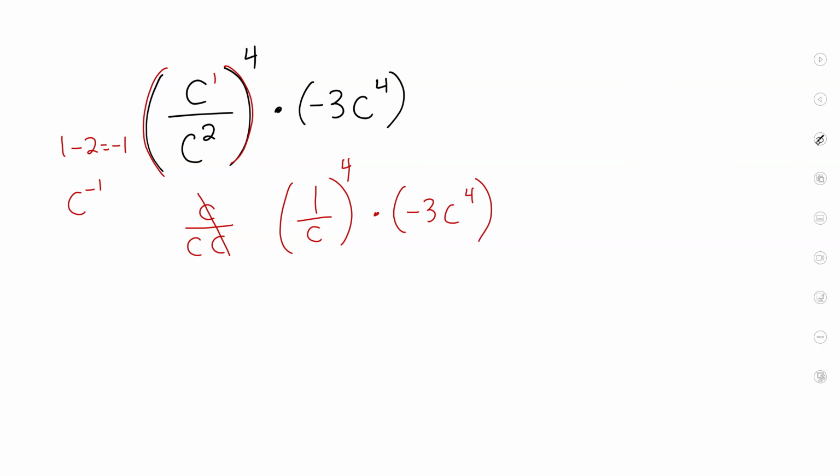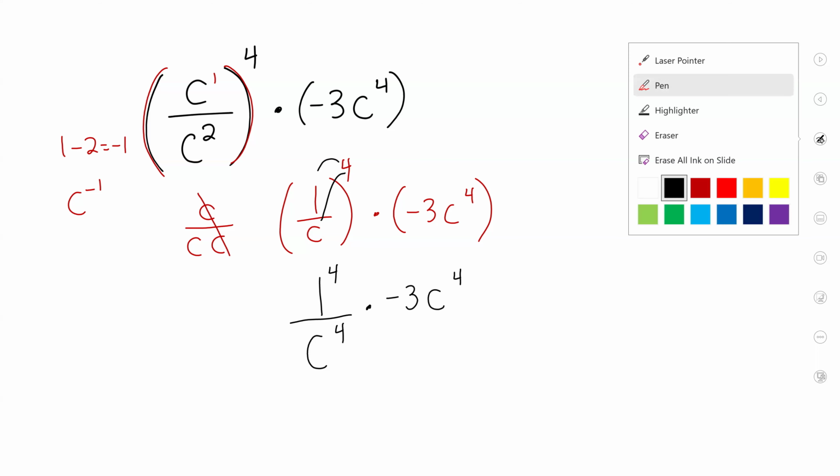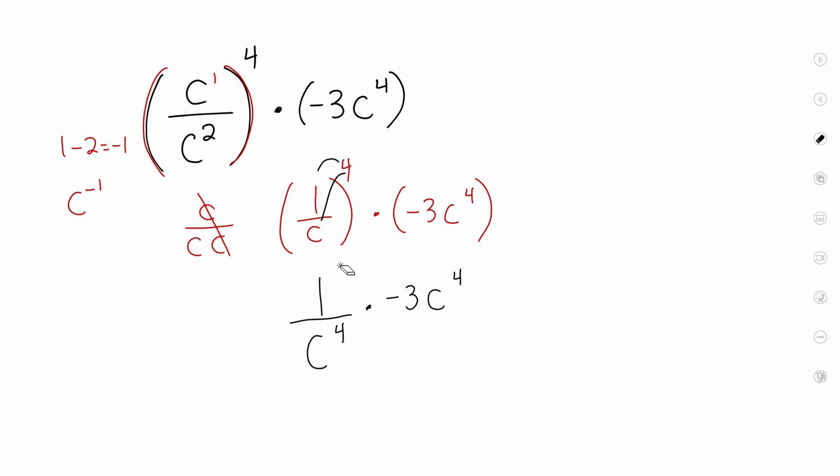Okay, so I'm going to go ahead and use the product or the power rule. This 4 will go to every exponent. So this is 1 to the power of 4, C to the power of 4, times -3c to the power of 4. Okay, 1 to the power of 4 is still just 1. Those cancel. This is your answer.